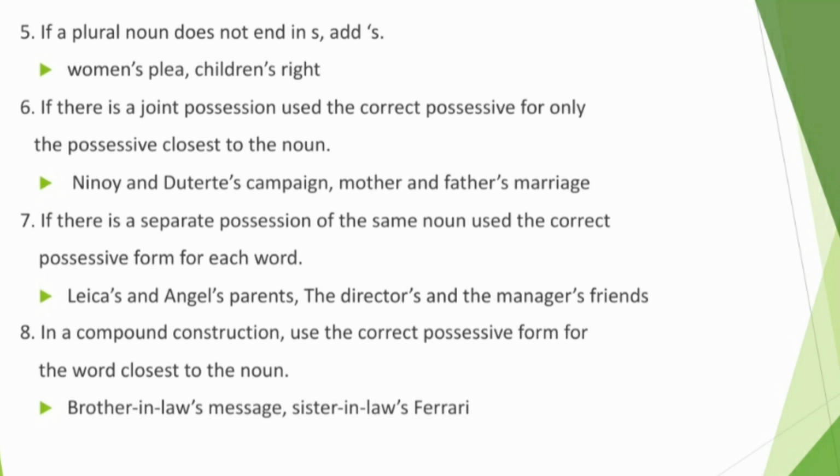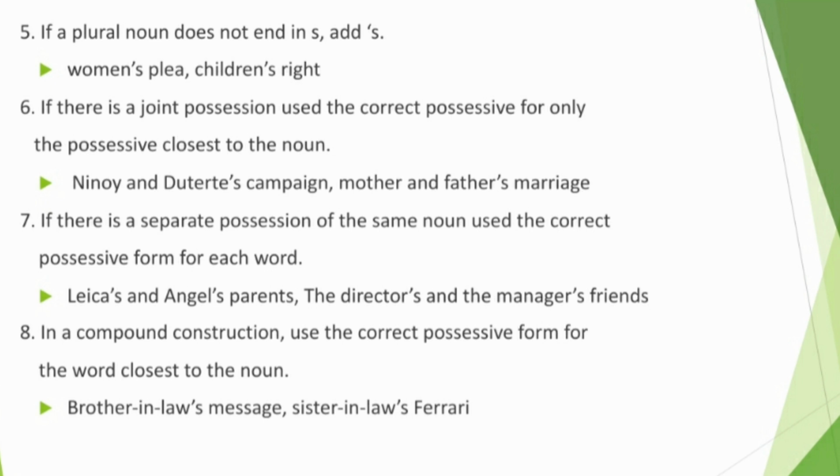Example, children. Children is a plural noun. Children's right. So children, apostrophe s, right. Women's plea. Women, apostrophe s, and then plea. Another, if there is a joint possession, use the correct possessive form for only the possessive closest to the noun.